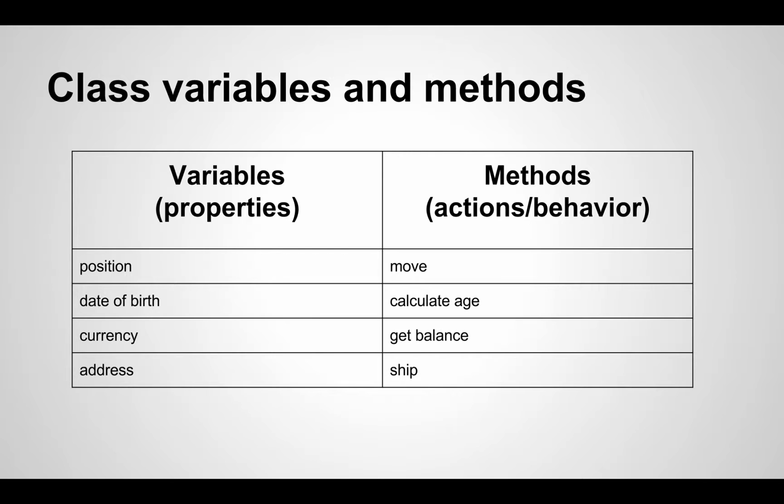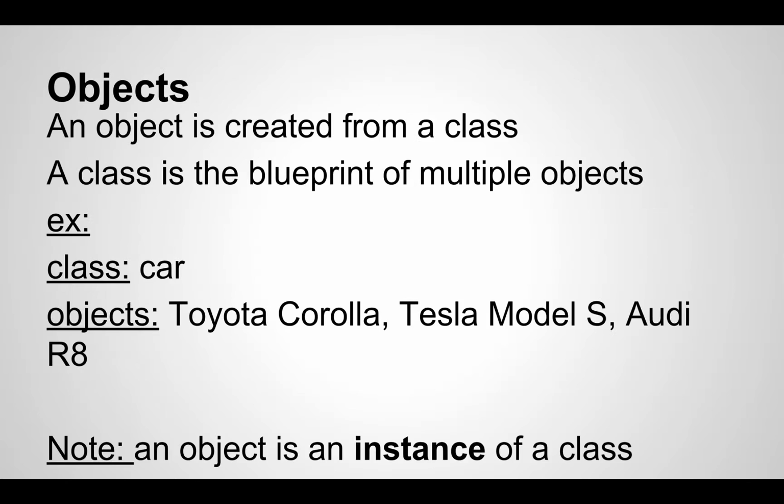Now let's look at the next example. The variable is the date of birth. One of the methods you can use on the date of birth would be calculate age. Now another one would be the currency. You can get the balance. That's the action you can do on the currency. Another action could be convert to another currency. So let's say you have US dollars, you can convert it to euros or pesos and so on. Now the address would be a variable you can ship to that address. All right, moving on.